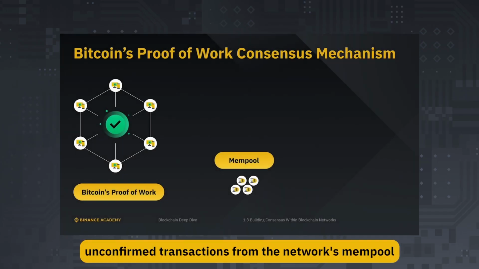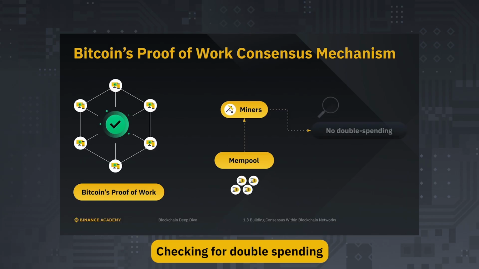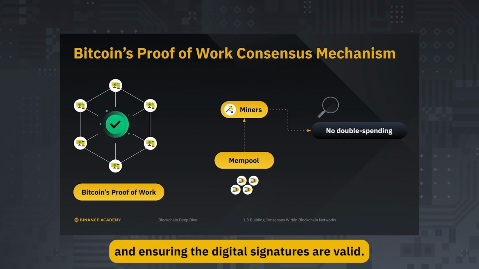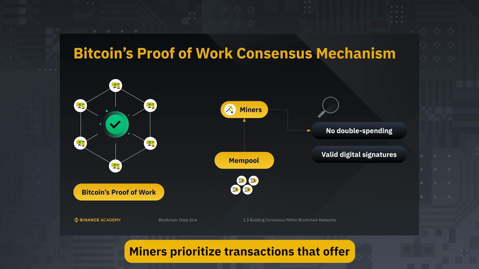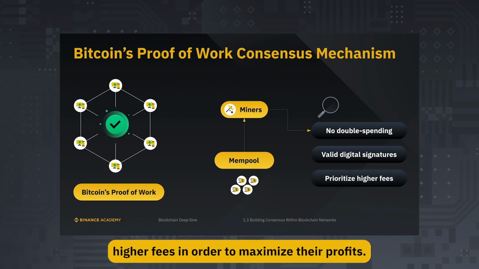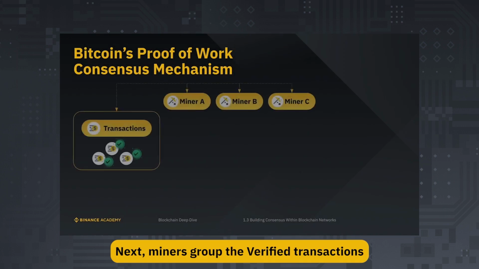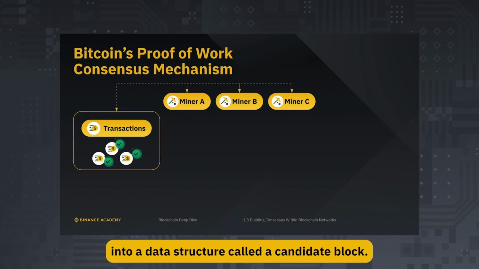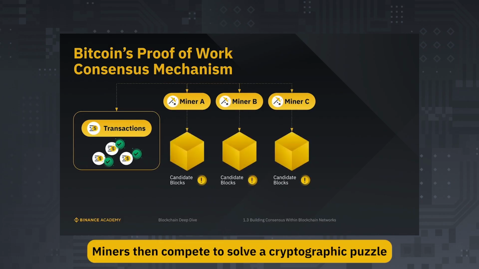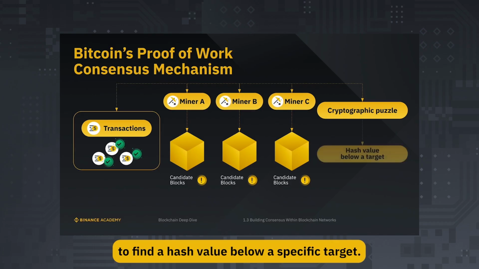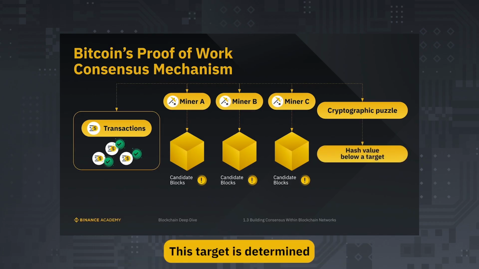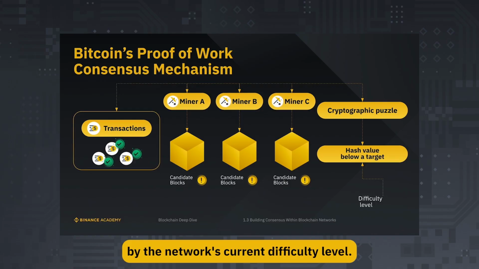Miners collect unconfirmed transactions from the network's mempool and verify them, checking for double spending and ensuring the digital signatures are valid. Miners prioritize transactions that offer higher fees in order to maximize their profits. Next, miners group the verified transactions into a data structure called a candidate block. Miners then compete to solve a cryptographic puzzle to find a hash value below a specific target. This target is determined by the network's current difficulty level.